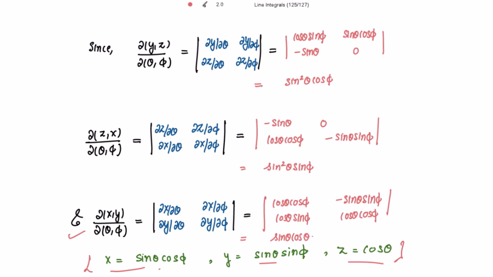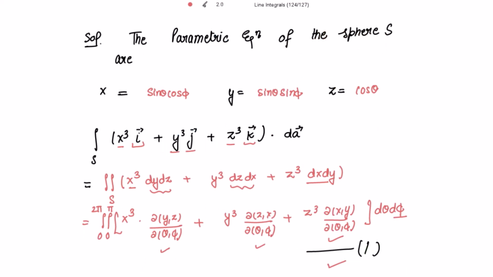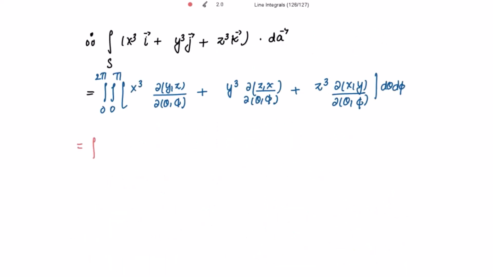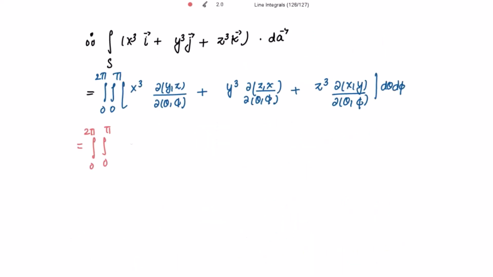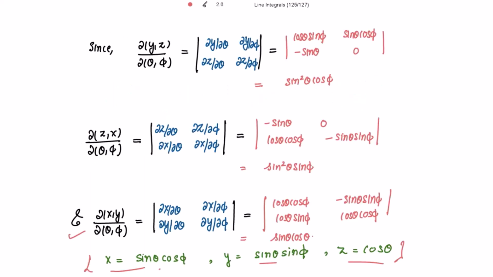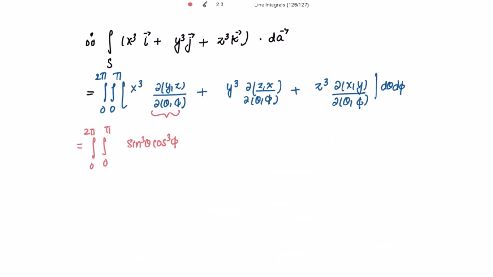And now putting all these values in this first integral, we get the double integral from 0 to pi and from 0 to 2 pi of x cubed. So that is sin cubed theta cos cubed phi. And then the value for this, that is sin squared theta cos phi. Sin squared theta, so this power becomes 5. And cos phi, it becomes cos to the power 4, right?